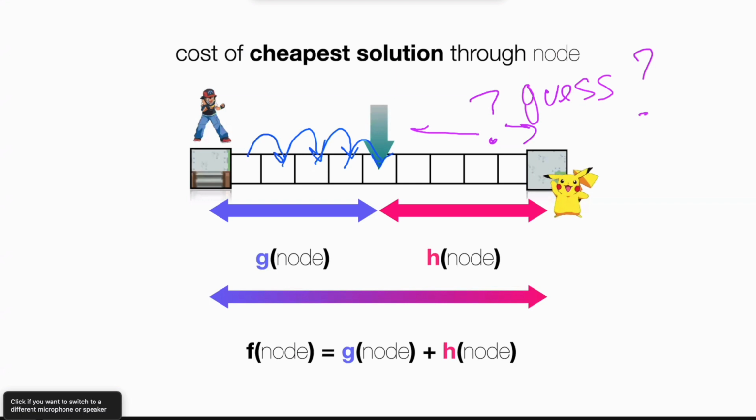And then we just sum those two numbers up, and we can sum them up because they're both measuring the same thing. They're both measuring cost, or their units are both cost. But G is representing known cost, and H is representing the cost to goal, cost to come.